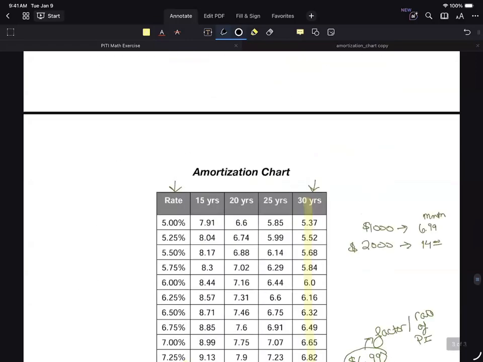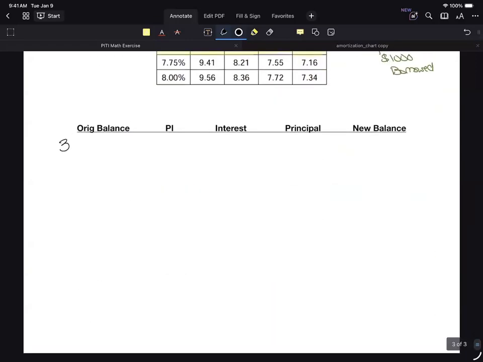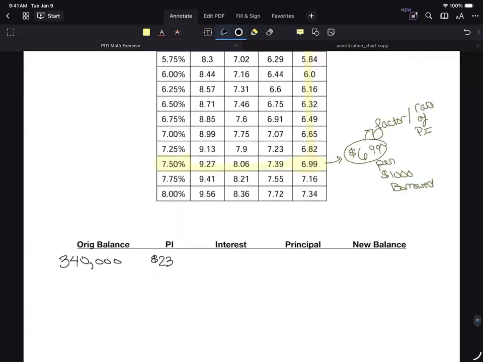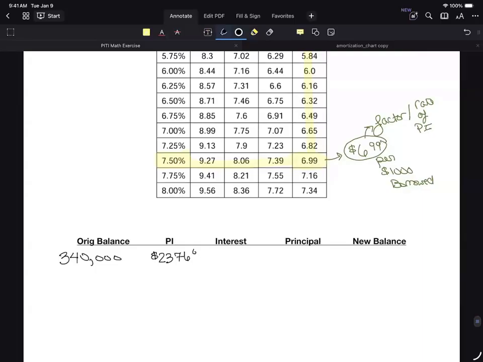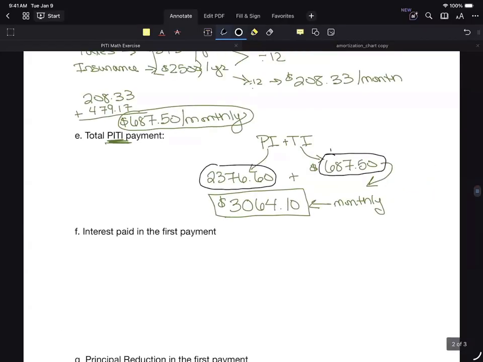So let's think about it this way. She borrowed $340,000 and her P&I payment was $2,376.60. Now notice I used the smaller number, because when you make this payment, this part doesn't go towards reducing how much you owe the bank. Not at all. This goes into escrow somewhere, which are sometimes called reserves.